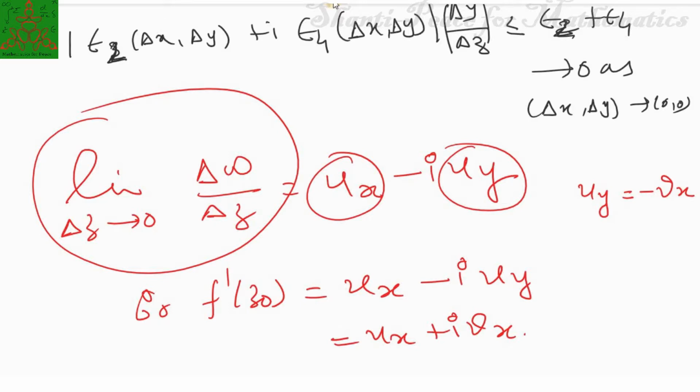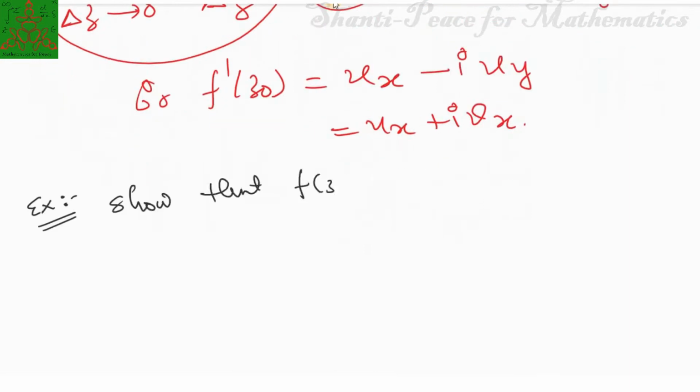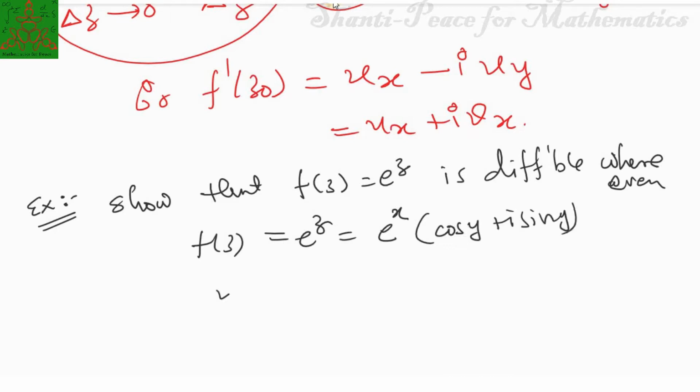So let us try to solve some examples with the help of that, so that f of z equal to e power z is differentiable everywhere. So what is this f of z? It is e power z, which we can write using Euler's formula as e raised to x, cos y plus i sin y. So what is your real part here? u of x y is e power x cos y, v of x y is e power x sin y.